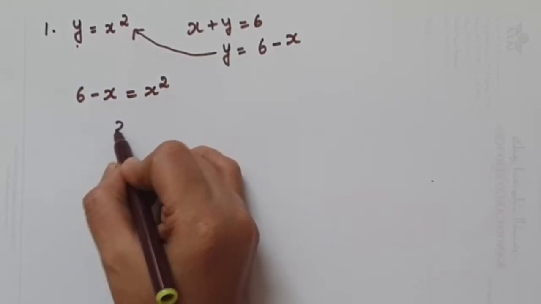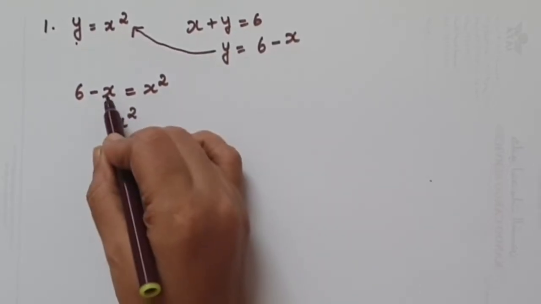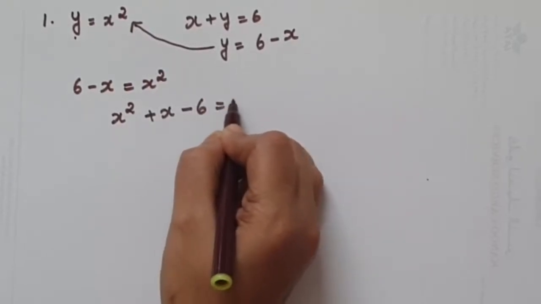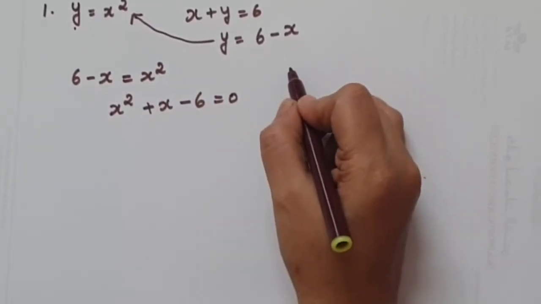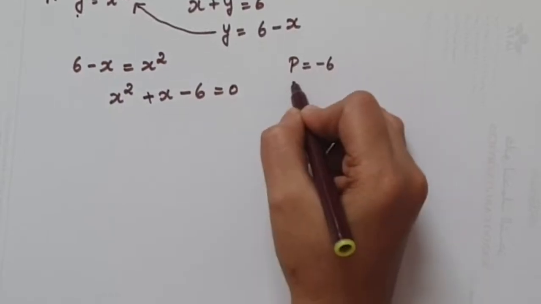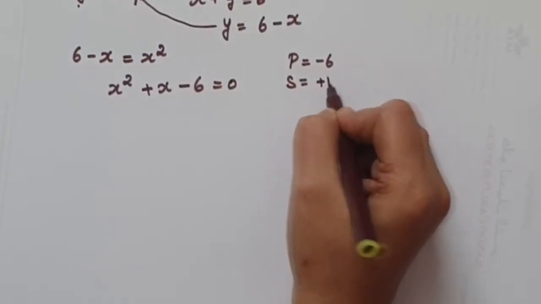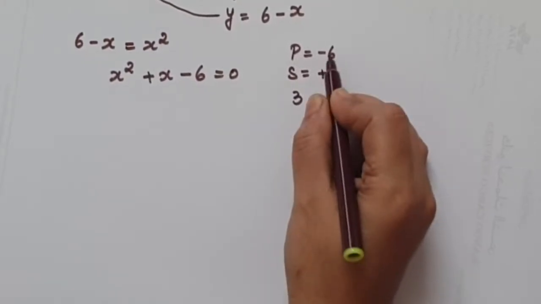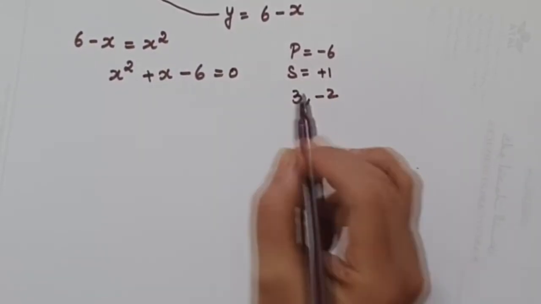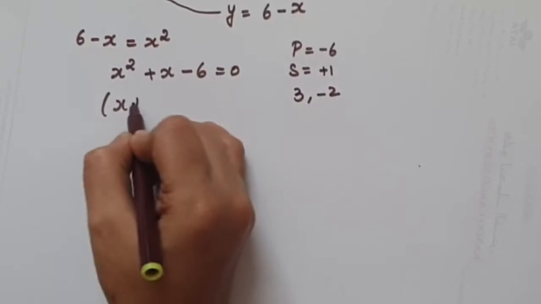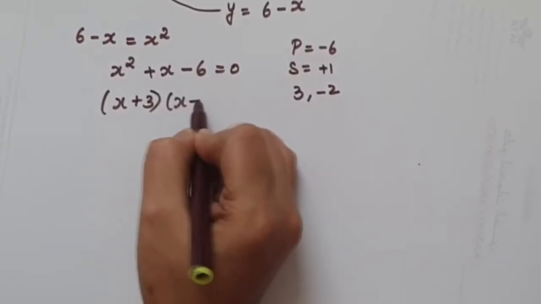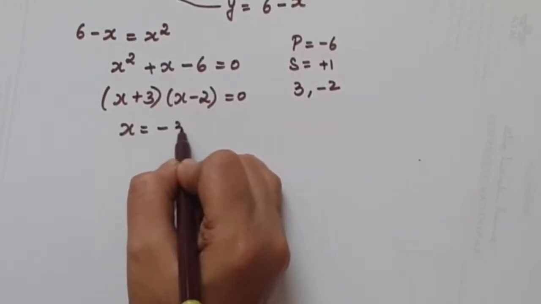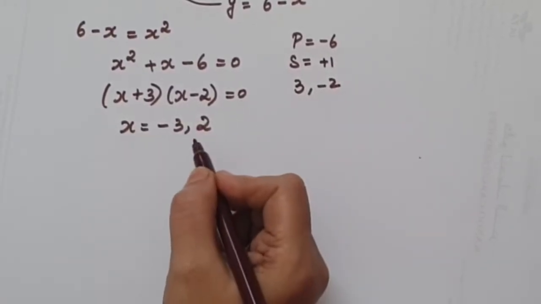So now we'll shift everything to one side. So it becomes x squared, and this when it comes over here becomes plus x minus 6 equal to 0. Now, our product has to be negative 6 and the sum has to be plus 1. So it will be 3 and negative 2. When we multiply, we get negative 6. When we add them, we get 1. So it is x plus 3 and x minus 2 equal to 0. So x will be equal to negative 3 and 2.